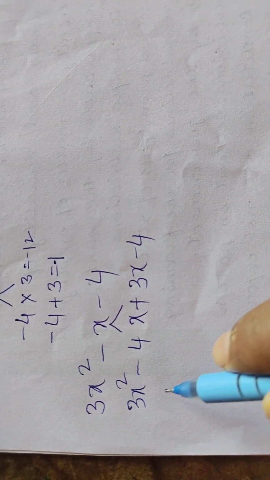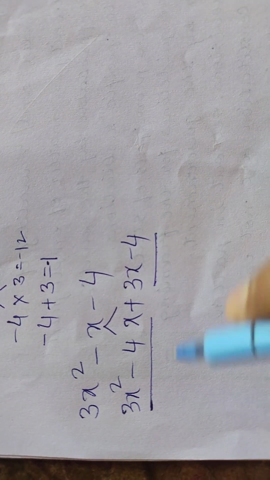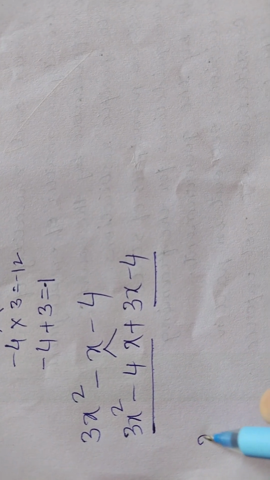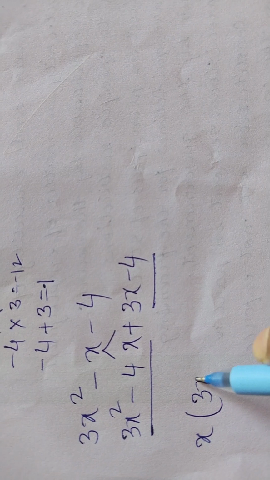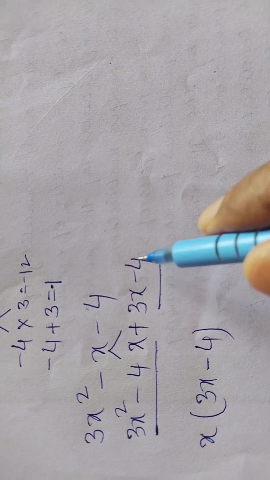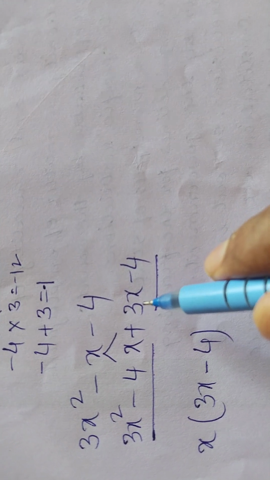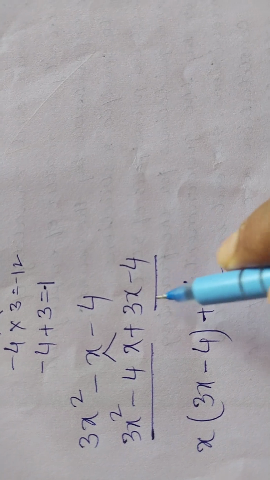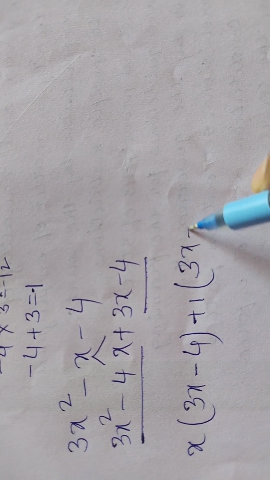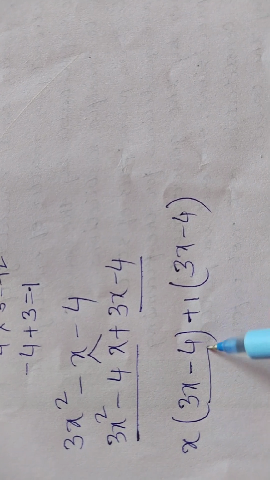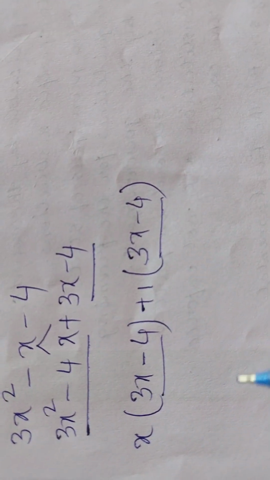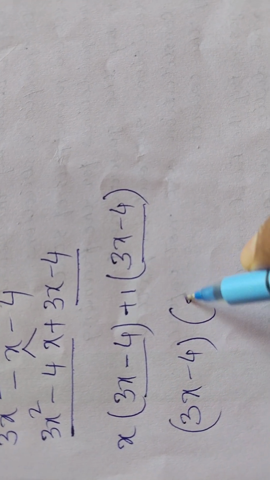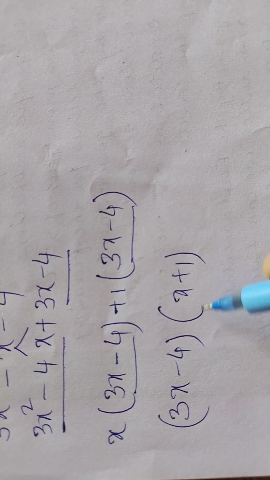Now make this one group and this another group. From this group, can we take anything common? So x is common. If you take x common, 3x minus 4 will remain. Here, 3x minus 4, there is nothing common. So don't say nothing common, 1 is common. If you take plus 1 as common, 3x minus 4 will remain the same. Here 3x minus 4 and 3x minus 4 must be equal. So again take 3x minus 4 as common, and here x plus 1. And these are the factors.